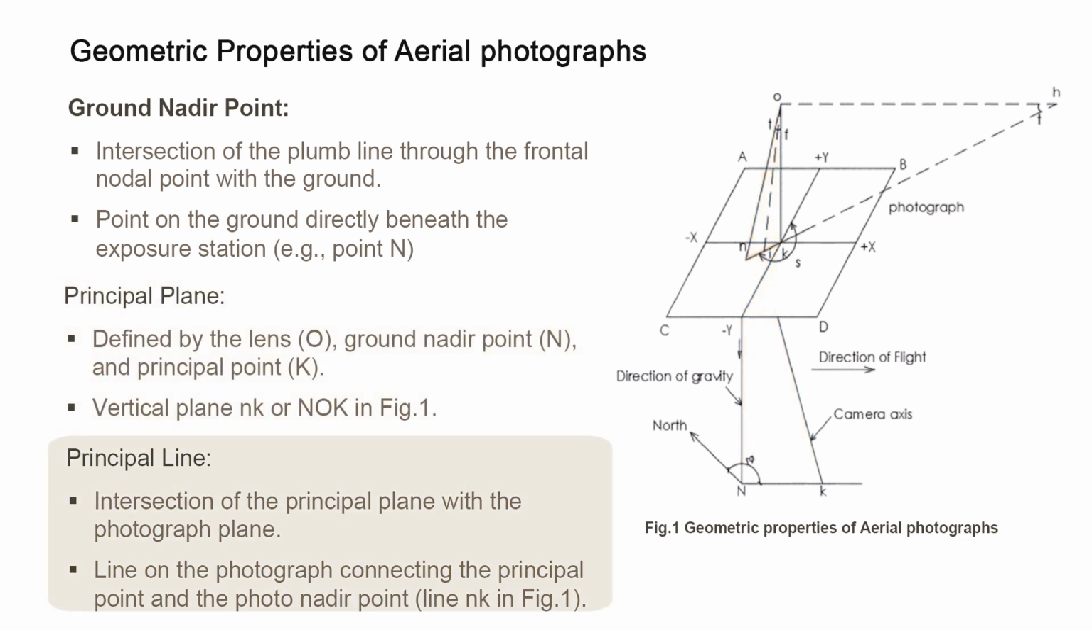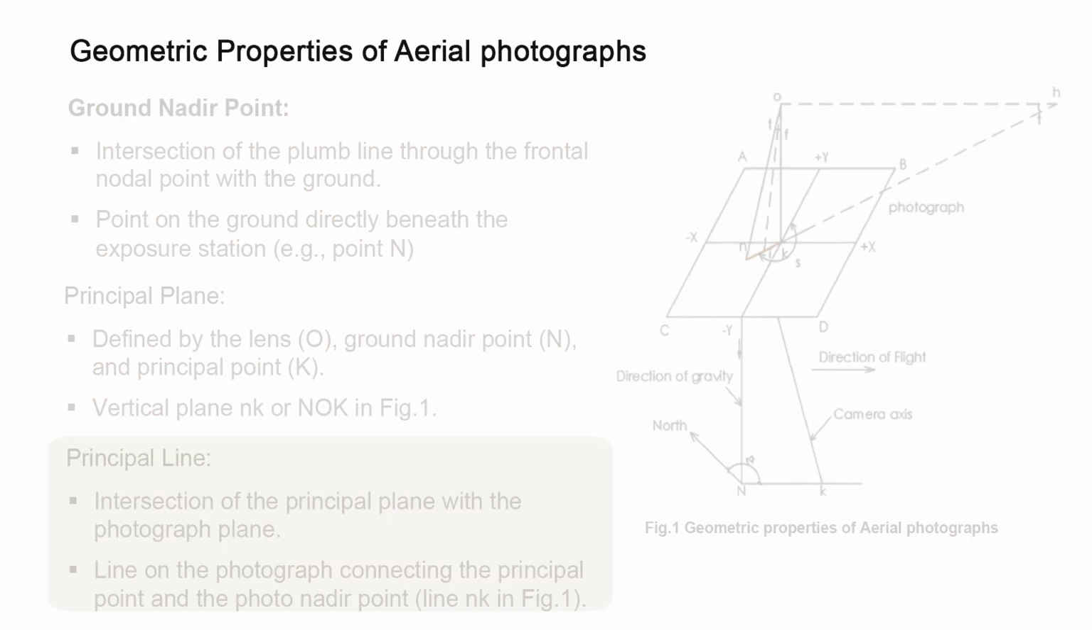Principal line. A principal line is the line of intersection of the principal plane with the plane of the photograph. It is thus the line on the photograph obtained by joining the principal point K and the photo nadir point small n, such as the line small n K in the figure, which is the principal line.